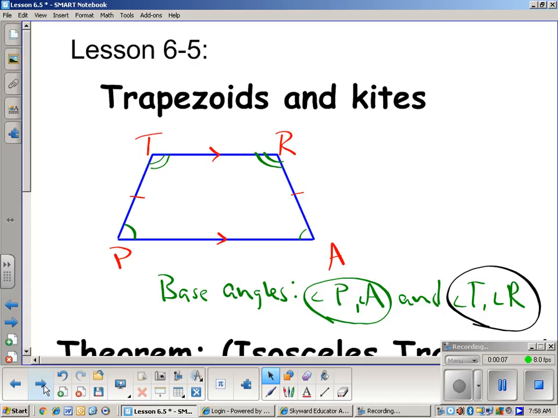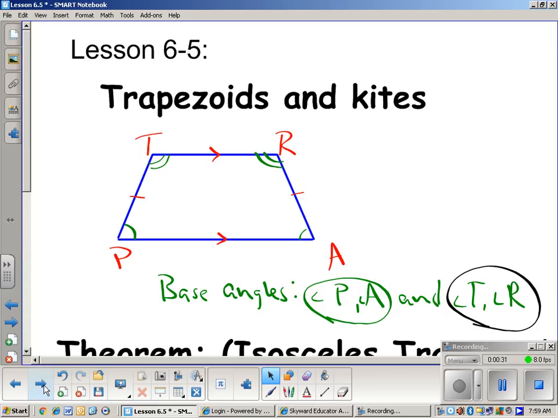All, before we get into the theorems, we need to make sure we understand what's going on here. I have drawn here an isosceles trapezoid. Remember the definition of an isosceles trapezoid is that the non-parallel sides are congruent. So TP and segment RA are congruent.